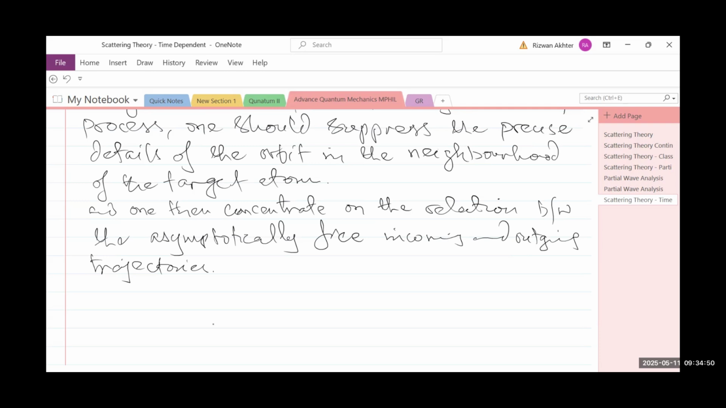Now, since we are doing a classical description for the scattering theory, we have a classical equation of motion which is a time dependent equation of motion, and that is known as Newton's equation of motion. So let's write Newton's equation of motion, which is a second order differential equation in terms of the potential. That is the potential seen by the incoming particle of the target atom.